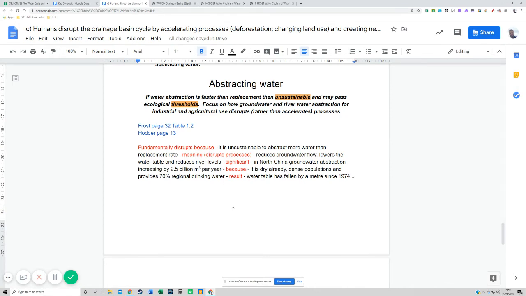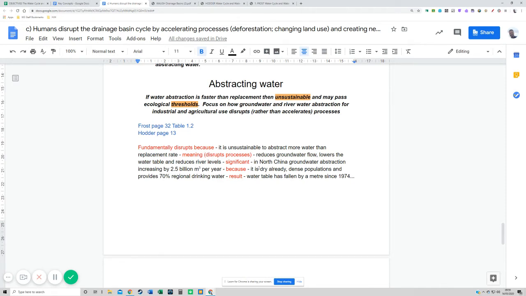Also, if you directly abstract from rivers, that will also cause river levels to drop. And if you imagine all the ecology which will be disrupted there, then you can do a little bit of research on that. You won't need very much for the exam, but there's no harm in looking at some of the impacts of dropping river levels and changing river flow on things like the fish communities and the aquatic life.